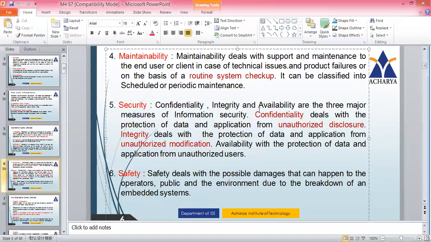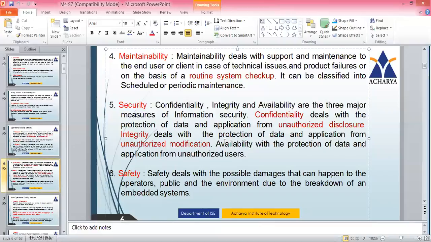Next, security. Confidentiality, integrity, and availability are the three major measures of information security. Even the embedded system works upon the security issues. So now let us see. Confidentiality deals with the protection of data and application from unauthorized disclosure. You're protecting the data from unauthorized disclosure.